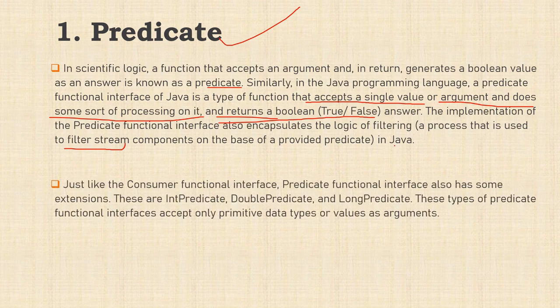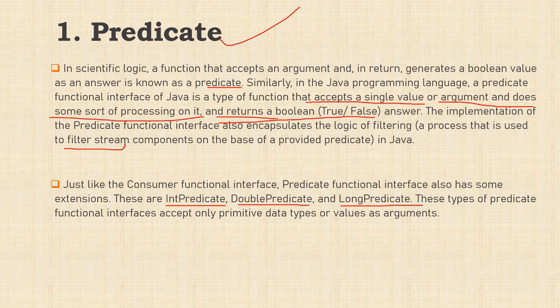Just like the consumer functional interface, the predicate functional interface also has some extensions. These are IntPredicate, DoublePredicate, and LongPredicate. So these are the functional interfaces. If you want to work with int, you can use IntPredicate, DoublePredicate, and LongPredicate. These types of predicate functional interfaces accept only primitive data types or values as arguments.